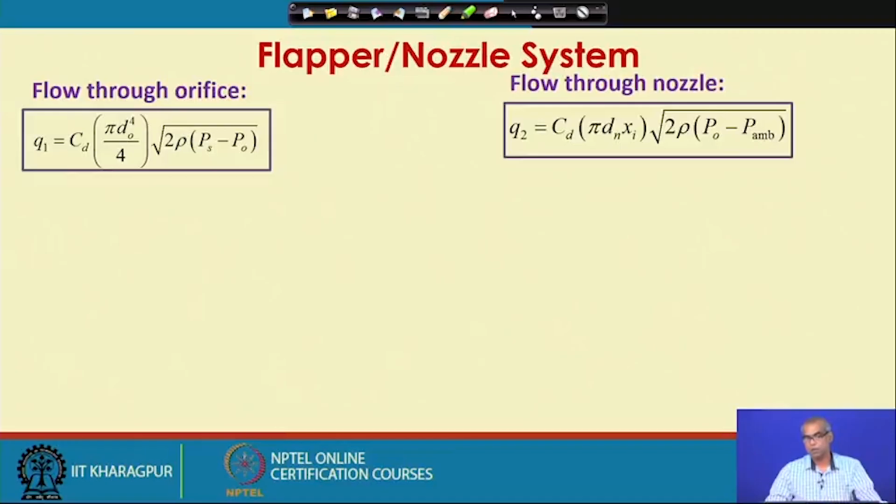Similarly, flow through the nozzle can also be expressed by a similar equation. The pressure difference across the nozzle, or the variable restrictor, is the output pressure and ambient pressure. So, Q2, the flow through the nozzle, can be expressed by the equation as so.